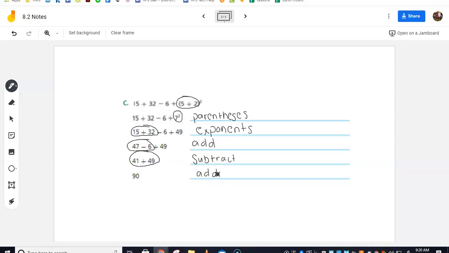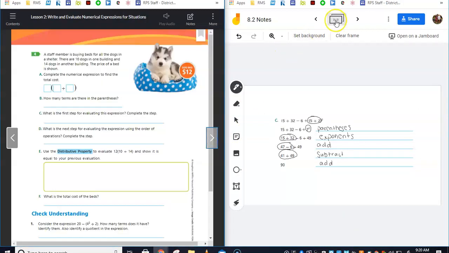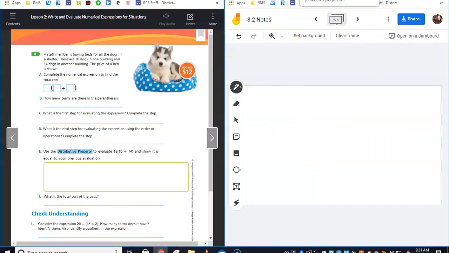Okay, we're on page 242 now. Let me make this screen small. Number 4. A staff member is buying beds for all the dogs in a shelter. There are 10 dogs in one building and 14 dogs in another building. The price of a bed is shown. So right over here, $12. Complete the numerical expression to find the total cost. So the beds cost $12, so that's going to go on the outside. Then on the inside, we have 10 in one building and 14 in the next building.